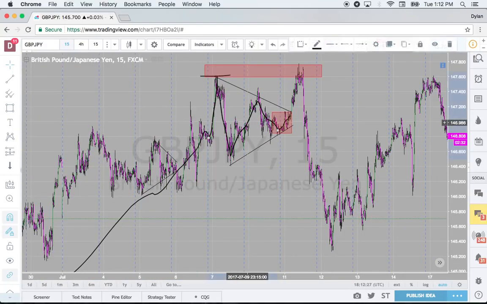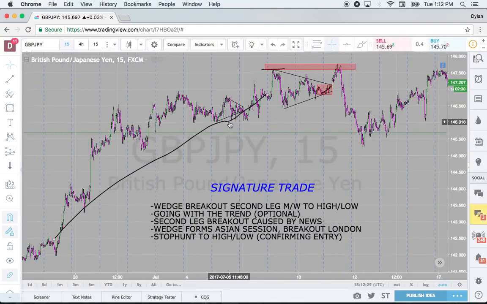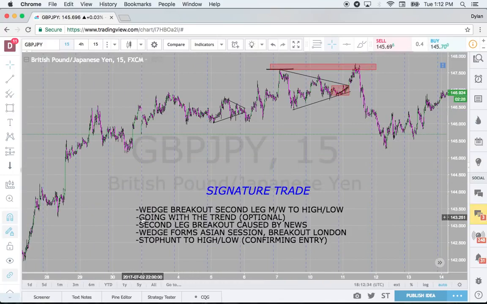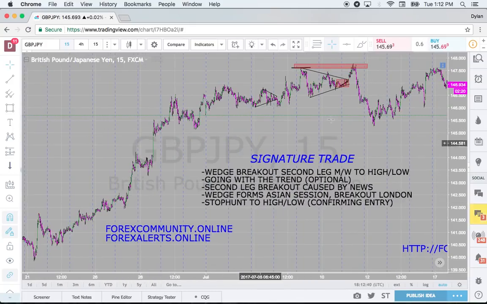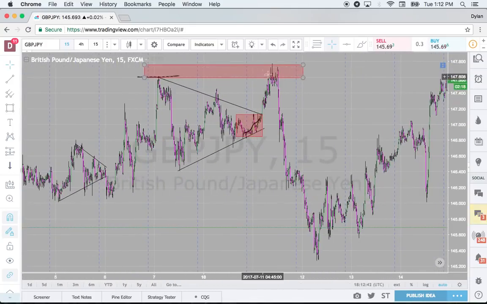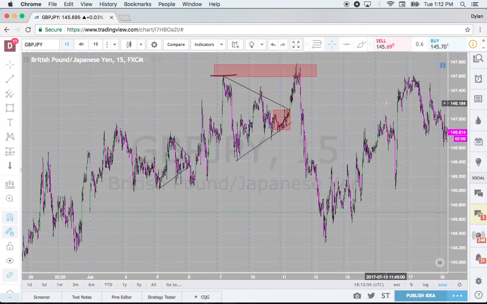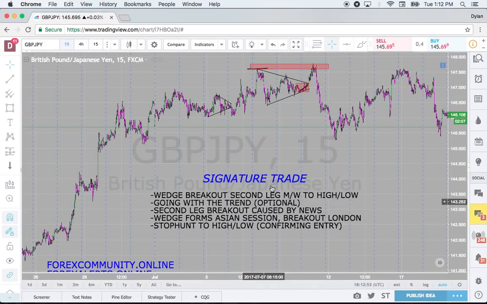Now, here, our second characteristic or rule is to go with the trend. Now, this trade wasn't going with the trend. If you took it, it would have been a sell going against the main, what looks to be an uptrend, but it's optional. Going with the trend is optional.